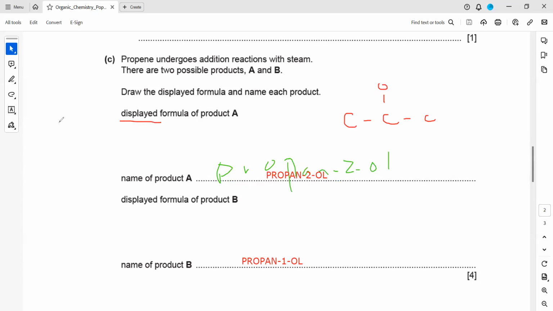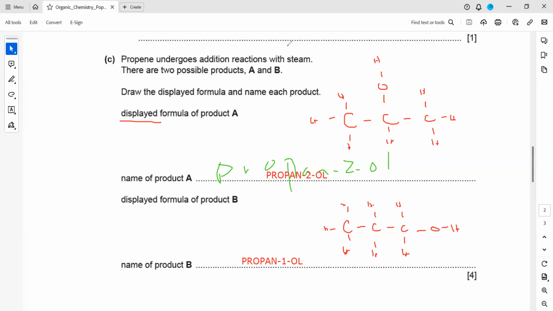In a displayed formula, you have to show all the atoms and all the bonds. So this is propan-2-ol. Prop means 3 carbon, an means single bond, and 2-ol means at the second position we have OH. And then we will have propan-1-ol. It can be attached on the right hand side or the left hand side, that does not make a difference. So it will be either propan-1-ol or propan-2-ol.